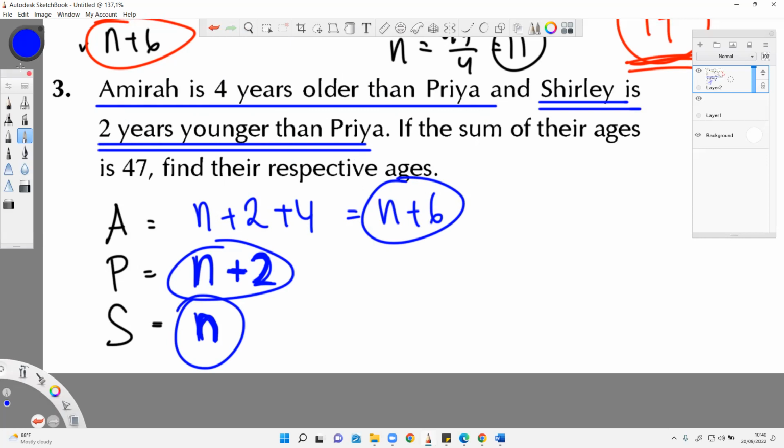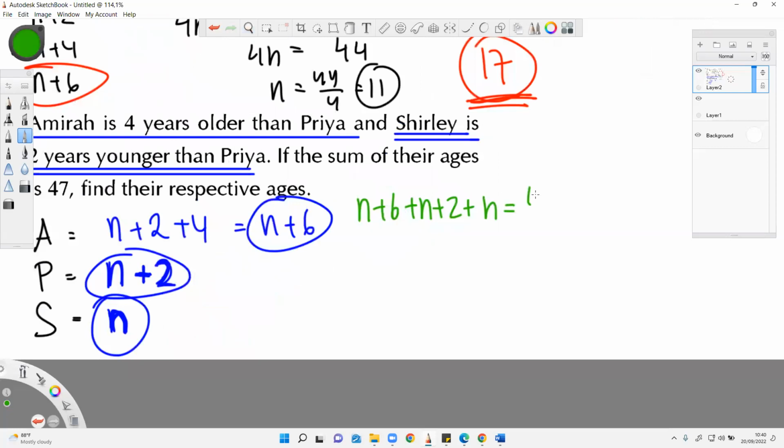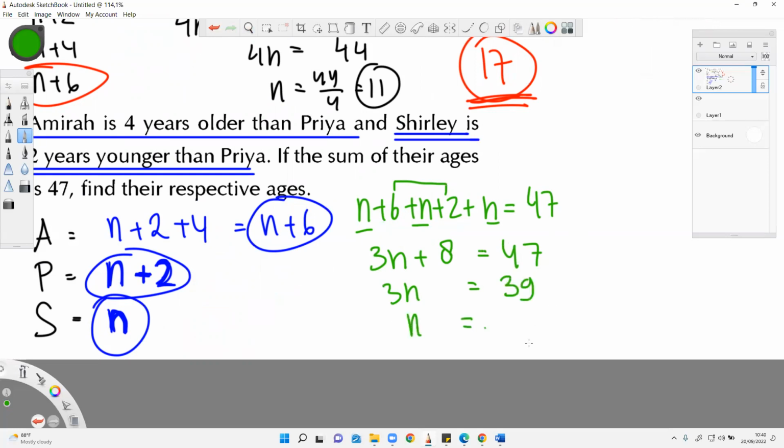If the sum of their ages is 47, sum, you add the numbers. N plus 6 plus N plus 2 plus N equals 47. So you add N plus N plus N, 3N plus 8 equals 47. Get it, guys? So 3N equals, do it fast, 47 subtract 8, 39. So N would be 39 divided by 3, 13.